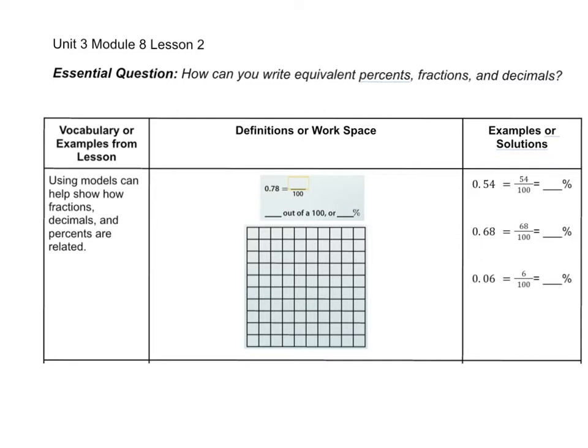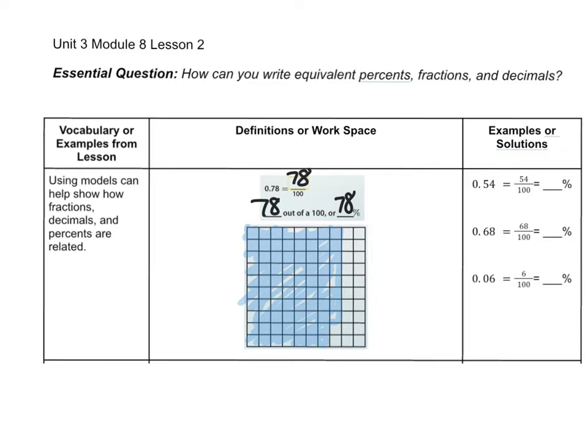So in the center you see 78 hundredths is the same as the fraction 78 over 100, or 78 out of 100, which is 78%. We can see that on the grid if we color in 78 cubes on our 100 grid. There is our 78 hundredths, 78%, 78 out of 100.